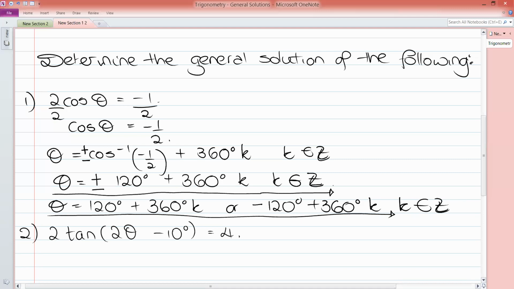When we're looking for the actual values of theta, which we'll do after this, that's when we start plugging in values for k. k is an integer, so we plug in k equals 0, then k equals 1 or -1, then k equals 2 or -2. At some point we stop, based on the interval they give us. But I'll look at that after these two questions.